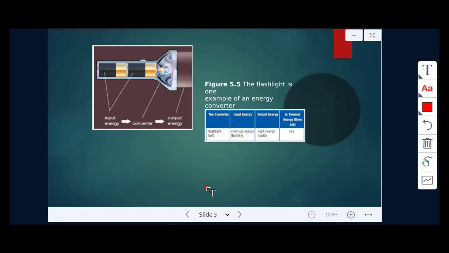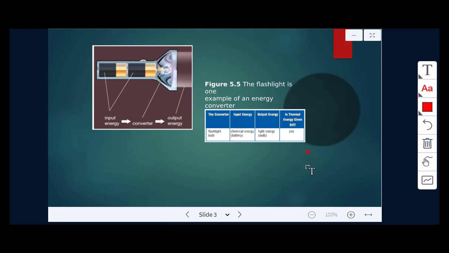So if we look at this example, we have the flashlight. The input energy here would be the chemical energy from the battery. Then we have the converter here, which would be the flashlight bulb. And then the output energy, which will be the light energy that is being produced.